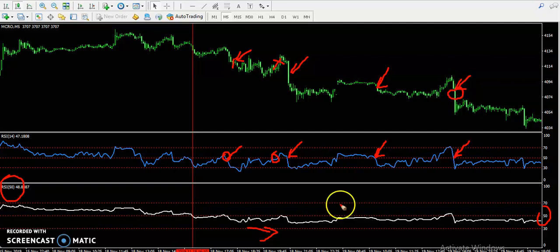Remember, when RSI 50 is running below this 50 level, we are looking for sell only.